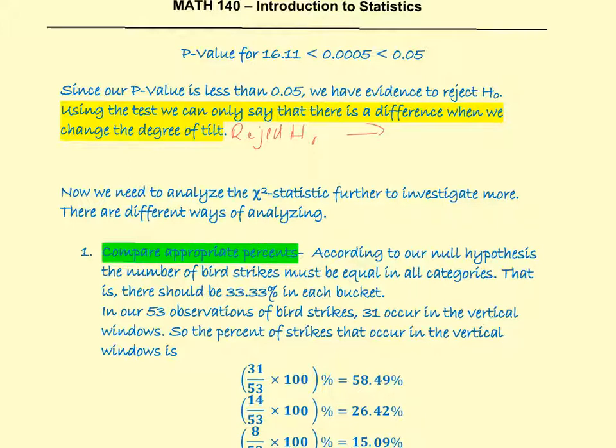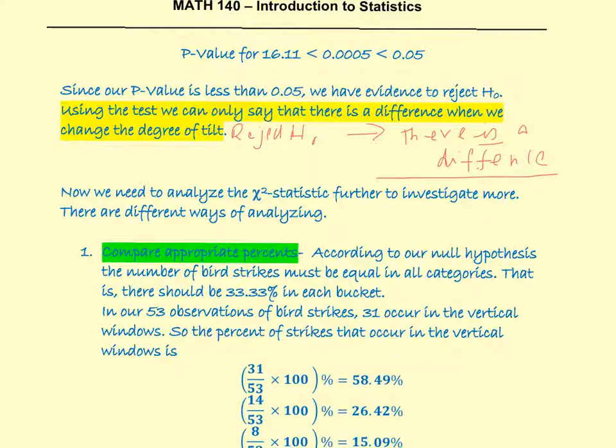And our conclusion from the chi-squared test is that there is a difference, because that is our alternative hypothesis, which says that H naught is not true, which means there is a difference in the number of bird strikes when the tilt of the window is changed. However, the chi-squared test will not give us any further details than just saying that there is a difference in the number of bird strikes based on the tilt of the window.